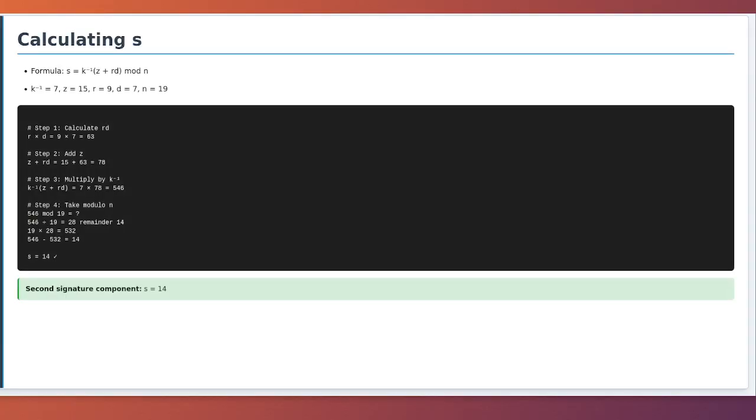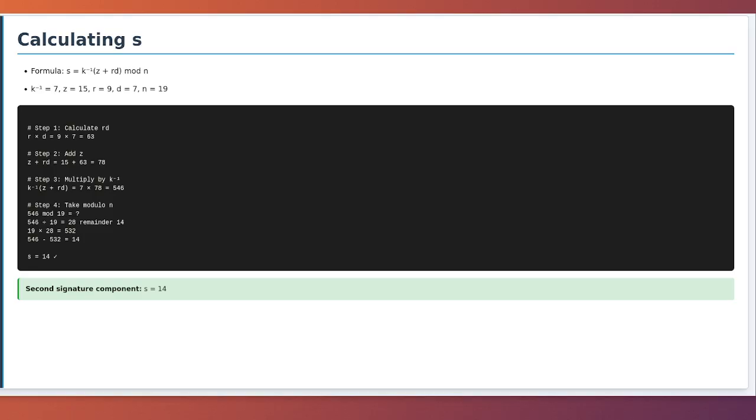Calculating the S formula. Now we have all the pieces to calculate S. The formula is S equals k inverse times the quantity z plus r times d, all modulo n. Let us identify each value. We have k inverse equals 7, which we just calculated. We have z equals 15, which is our message hash. We have r equals 9, which we calculated in the previous step. We have d equals 7, which is our private key, and n equals 19, which is the curve order.